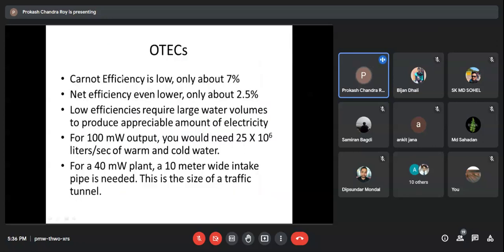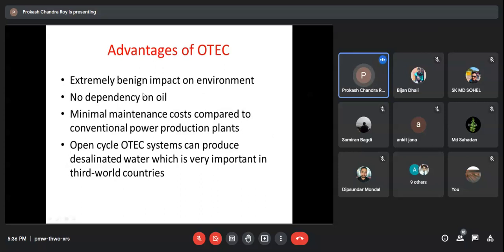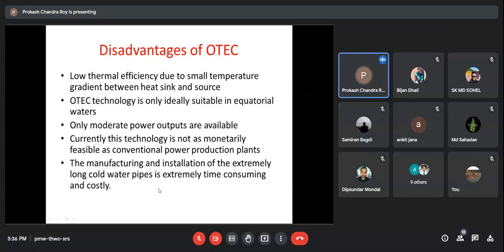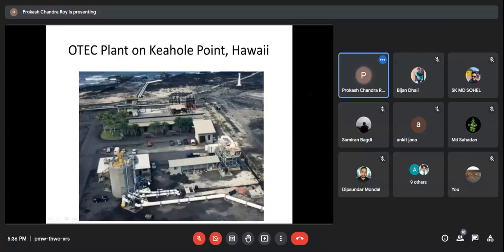But think about it: when you have the Carnot efficiency at maximum, the net efficiency is 0.25. It is hardly 0.25, and if you are talking about more than 30, 40, 50, then who will invest? That is a question. These are the things I have already discussed. These are renewable, obviously. The advantage is that it is cost effective, but you do not get that much power, and the installation is very difficult. Okay, so this is the only plant.